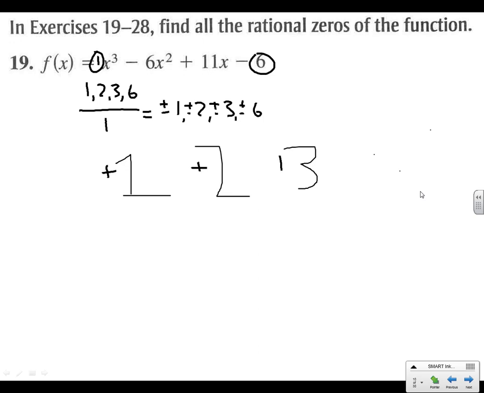So these are our 3 options. Now, can those exist? Are they on their list? Yes, they are. 1, 2, and 3 can all exist. So we got to check them all out. We'll go ahead and use our synthetic division. And so what do we got here? We got 1, -6, 11, and -6. Let's go ahead and test 1 first.